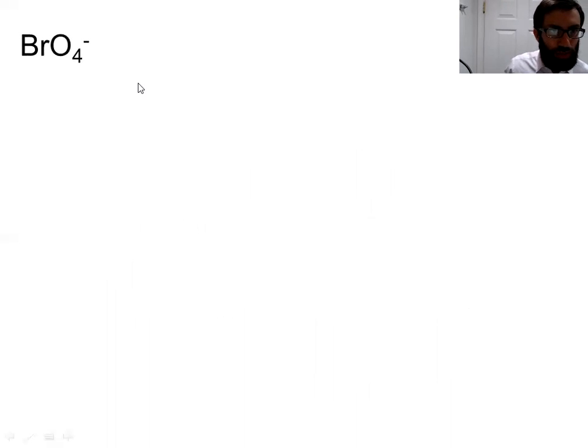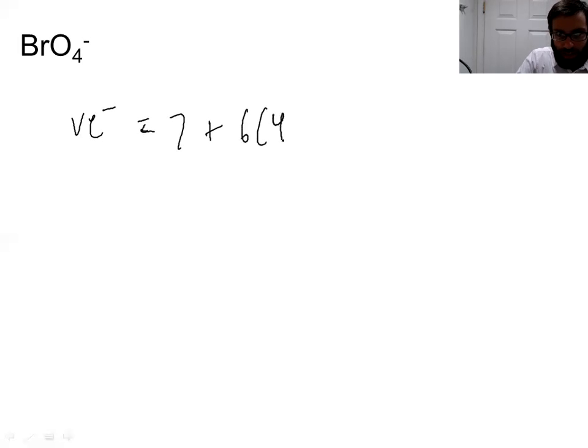Let's do this one. So this is the bromate anion here. So this one's a little different in that it's an ion. So let's do valence electrons. Bromine is a halogen. That's good for 7. Oxygen is good for 6. There's 4 of them, but we have to add 1 because it's a -1 charge, right? So we have 7 plus 1, that's 8, plus 24, that's 32 valence electrons.